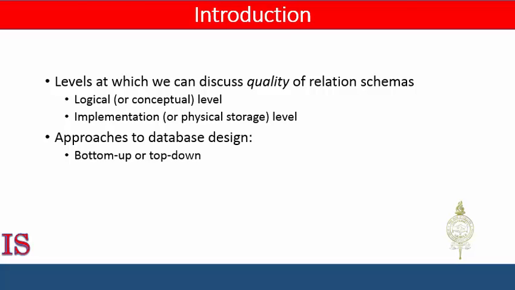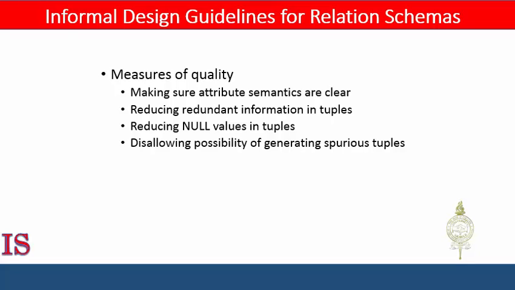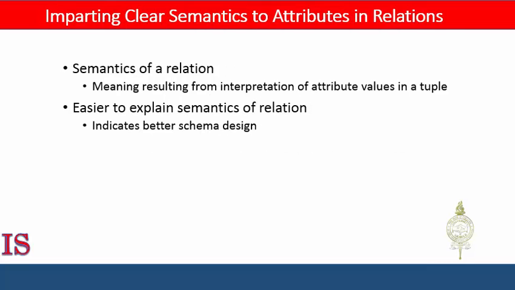Before discussing the formal theory of relational database design, we discussed 4 informal guidelines that may be used as measures to determine the quality or goodness of a relation schema design: making sure that the semantics of the attributes is clear in the schema, reducing the redundant information in tuples, reducing the null values in tuples, and disallowing the possibility of spurious tuples. These measures are not always independent of one another.